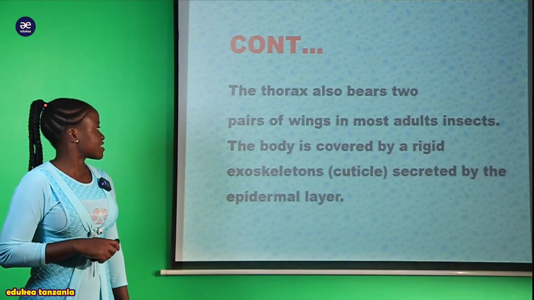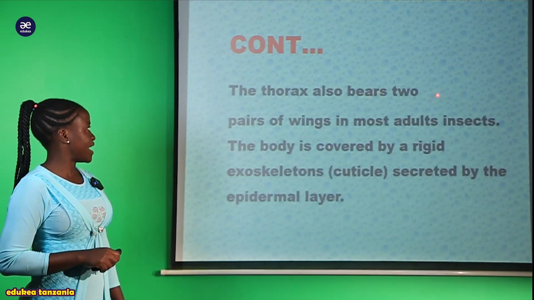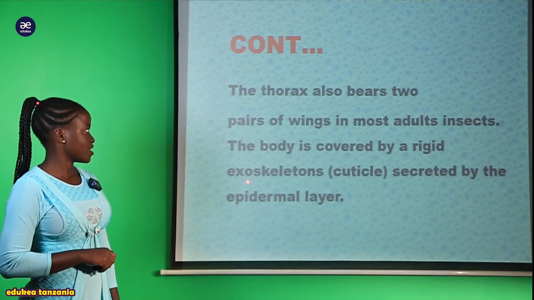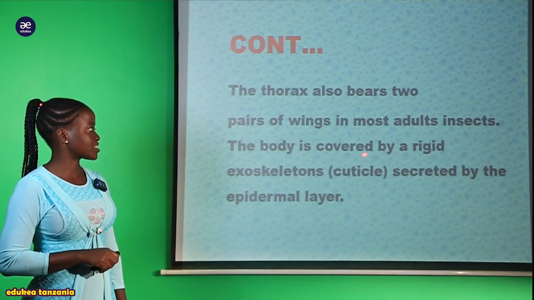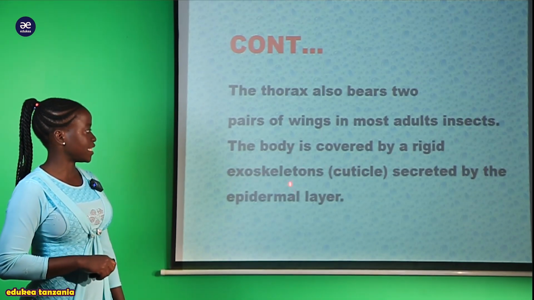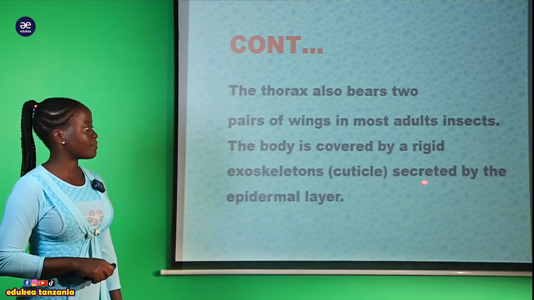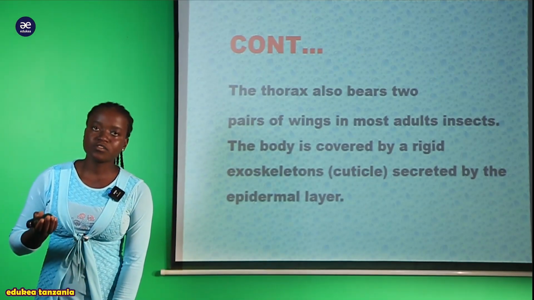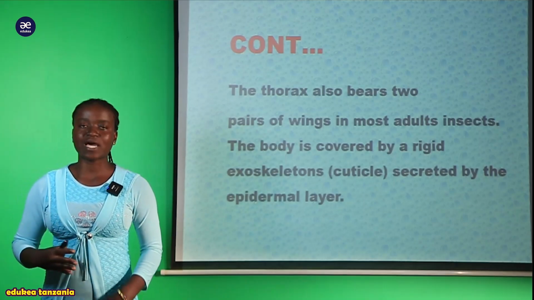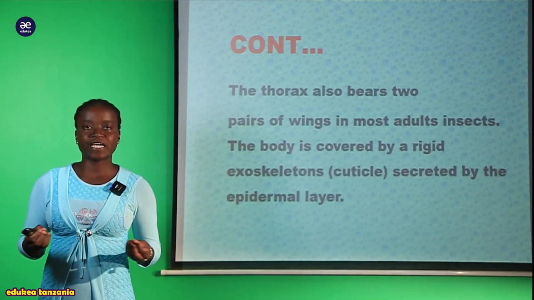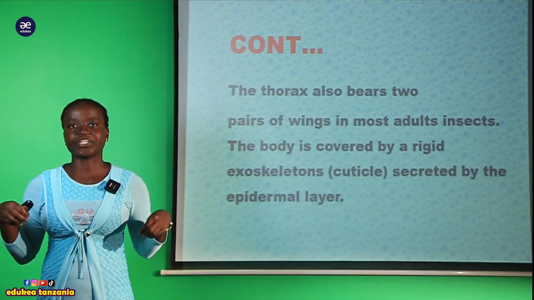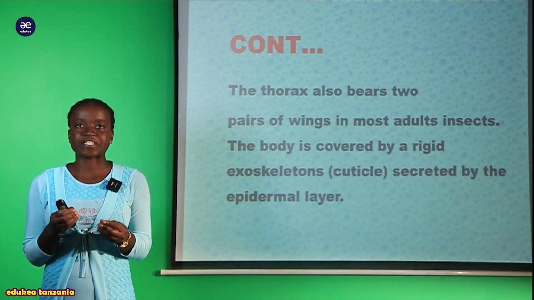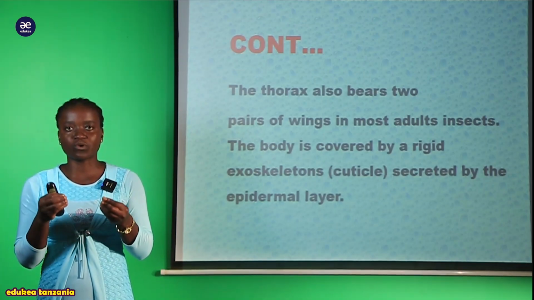And also we can say that the thorax bears 2 pairs of wings in most adult insects. So the body is covered by a rigid exoskeleton, the cuticle, secreted by the epidermal layer. Also, within the thorax is where the wings of this insect originate. Kwa ina maana kwamba yale mabawa tunasema kwamba yameoriginate, yametokea kwenye ile structure ambayo inaitwa thorax.